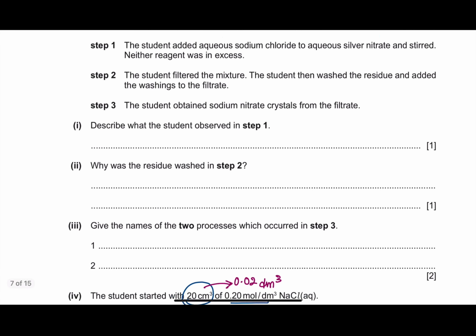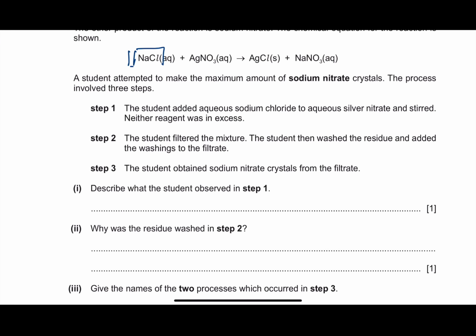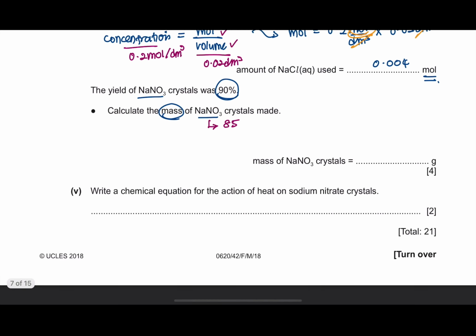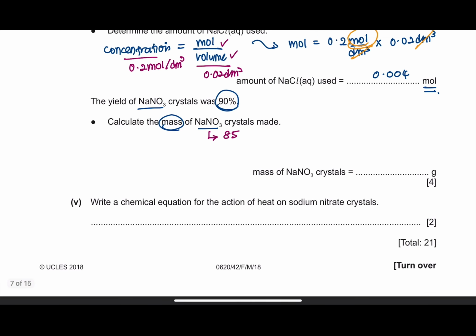So looking back at your equation, 1 NaCl gives you 1 NaNO3. So this means that 0.04 mole of NaCl will give you 0.04 mole of sodium nitrate as well. So in order to find the mass, all you have to do is multiply your mole with molar mass. So the mass that you will be able to obtain would be 0.34 gram.